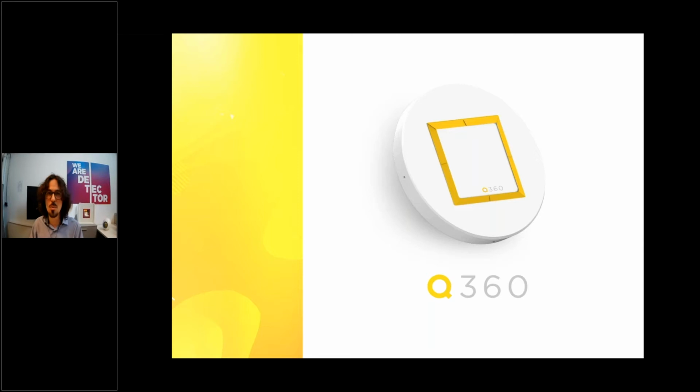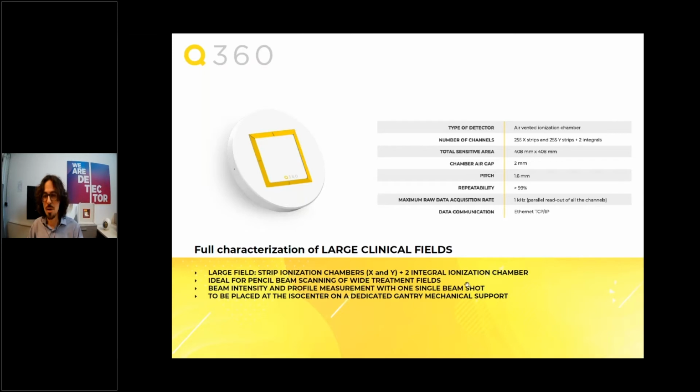Well, now Q360 has the same technology of NextQ, but is bigger. So we are talking about a bigger area of 41 by 41 centimeters squared with a pitch of 1.6 millimeters. Its aim is to measure information of the beam in a wider range, so in all the scanning pencil beam field. It's also dedicated to gantry nozzle, because we can provide mechanical adaptation to the gantry nozzle and link it directly to the nozzle to make measurements at different angles, of course checking different characteristics of the beam.